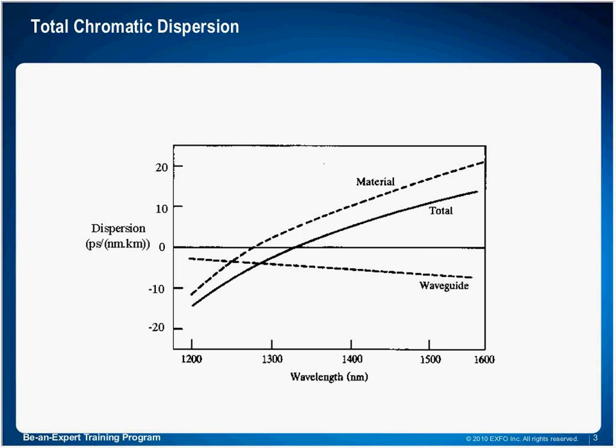Beneath that, at the bottom of the graph, we have a second dotted line which corresponds to the waveguide dispersion. The waveguide dispersion is due to the nature or the shape of the fiber itself. If we combine the two, we get the total dispersion, with that solid curve right in the middle. We're going to look at each of these in a little bit more detail now.